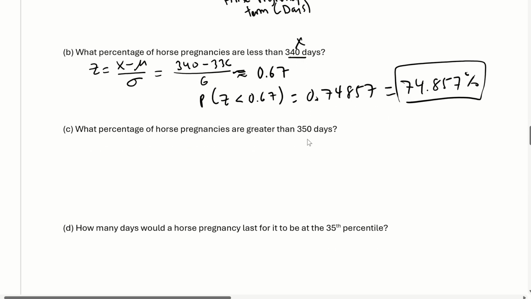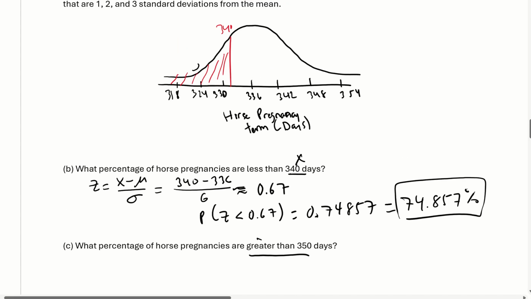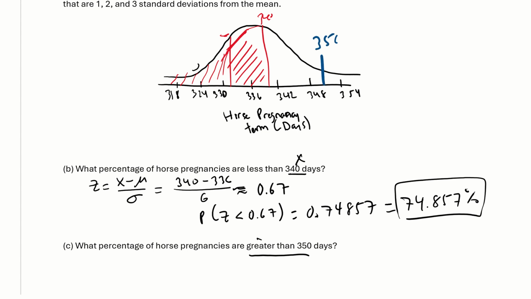All right, what percent of horse pregnancies are greater than 350? So if 350, this is not 340. 340 is like over here. I don't know why I put 340 there. That's fine. I used the wrong marker on there, but it doesn't matter. All right, so now we got greater than 350. So 350 is like here. We want it to be greater, so we want the area to the right, okay?